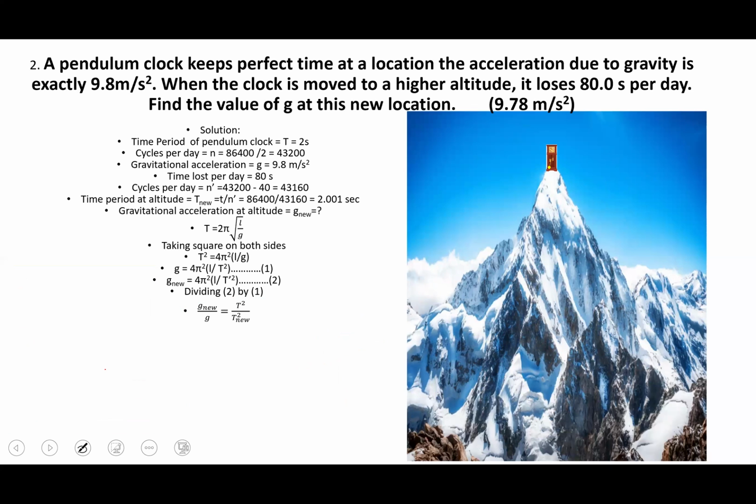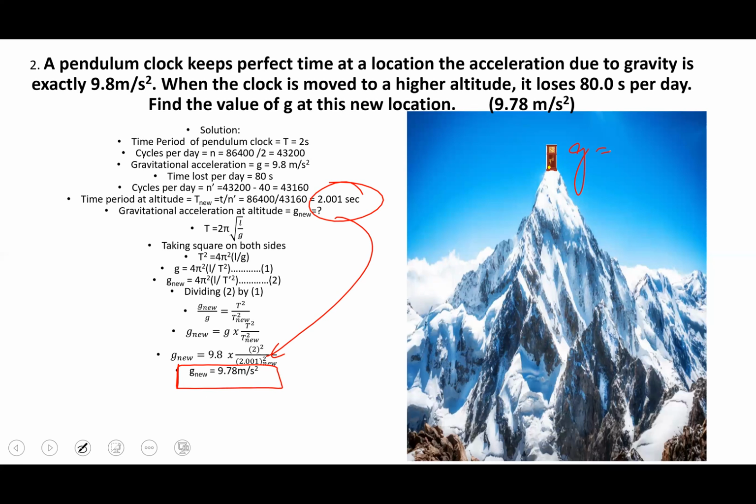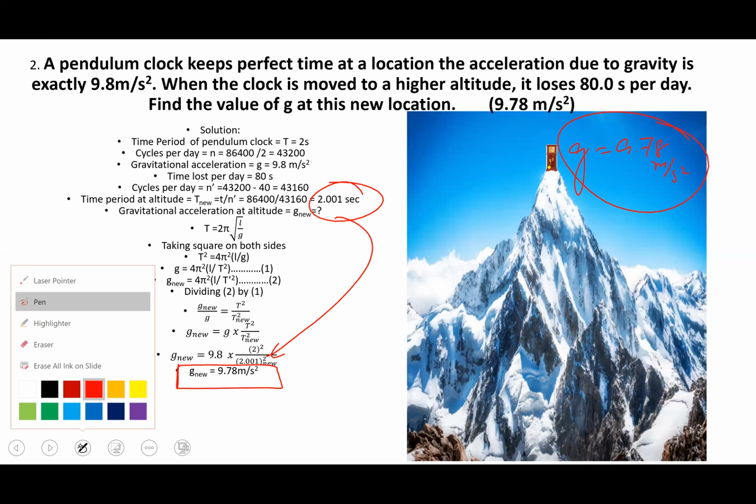Now, if we want to calculate the value of g new, we take the g to the other side. Over here, it is basically dividing. On the other side, it will multiply. So g new is equal to g into T square divided by T new square. Putting in the values, what do we get? g new is equal to 9.8 into 2 square divided by the new time, which is 2.001, which we calculated, squared. So our new value of g is going to be 9.78 meter per second square. And that is our answer.